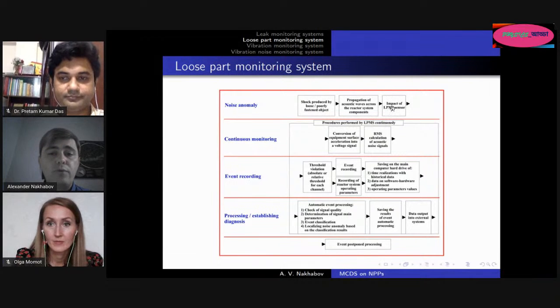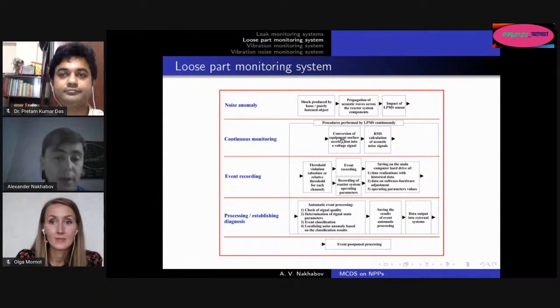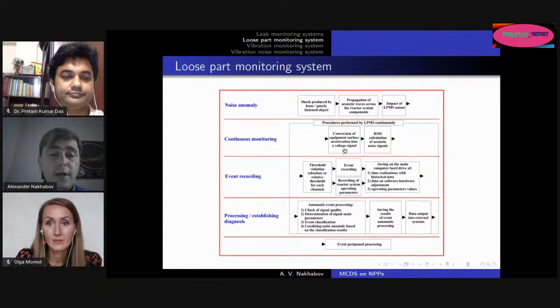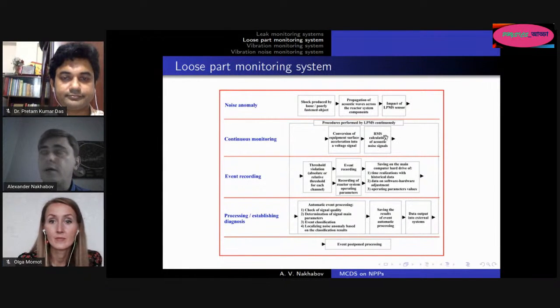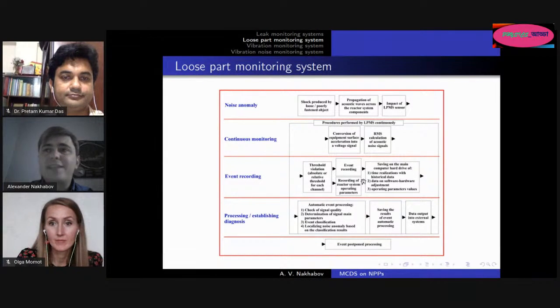So you see the impact of the signal of this system, and we should realize continuous monitoring. You see, this sensor should convert the signal from acceleration into voltage, and then we can calculate, for example, the square value for this signal, and so on. And based on preliminary training of our method, we can set some thresholds to detect really possible free objects inside of the reactor vessel.